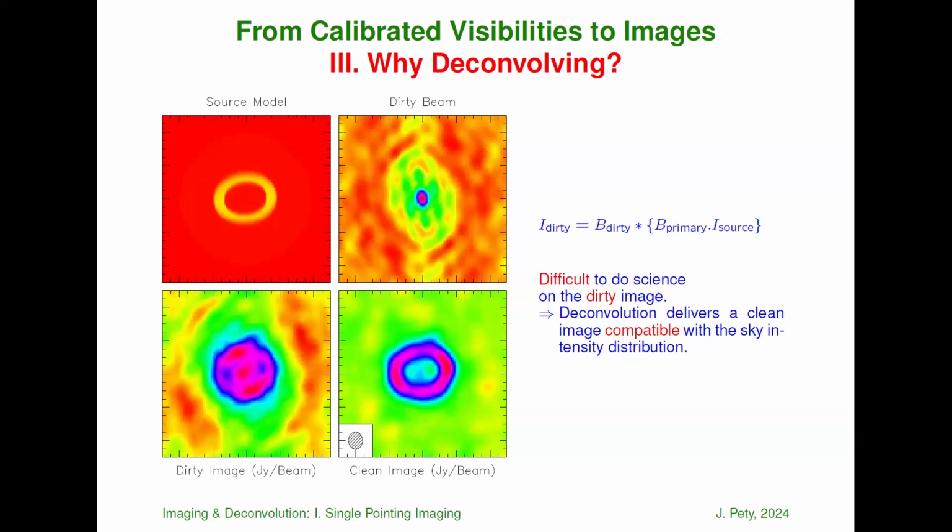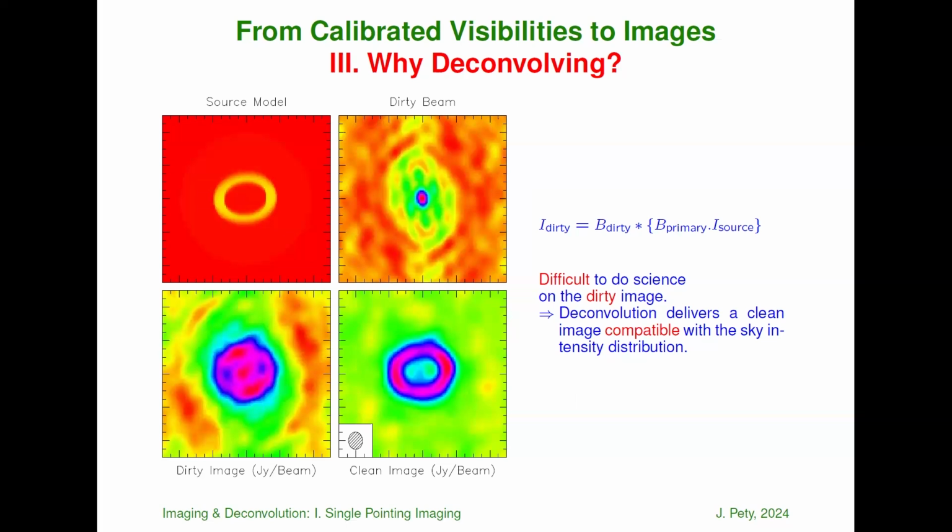So you see that that's what you get when you're going from the UV plane to the image plane. So you've been measuring this source with NOEMA, and what you get is the dirty image here. So you see that on this dirty image, it's difficult to recognize that your source is a ring. Okay, you have more the impression that this is a disk, and this is due to the convolution. Okay, so it's difficult to do science on the dirty image.